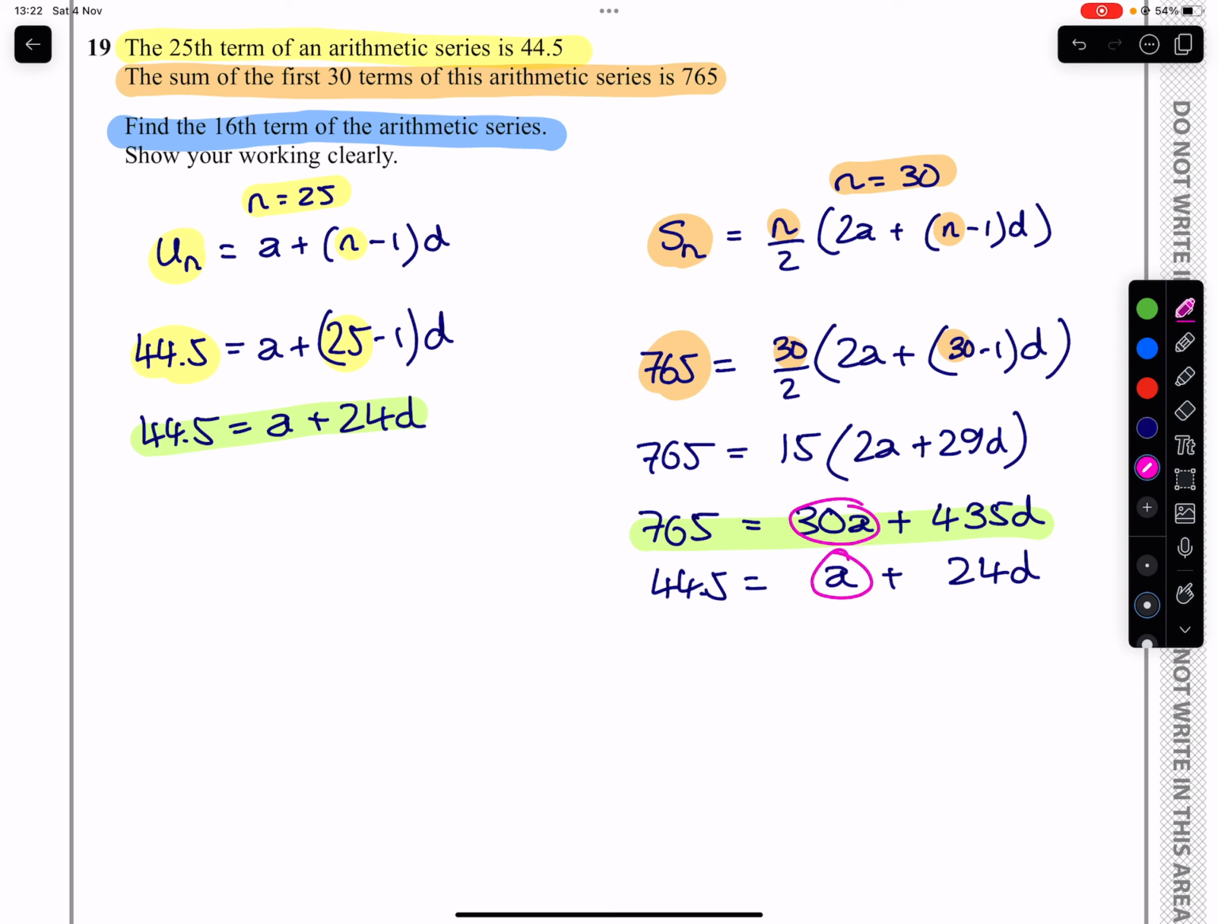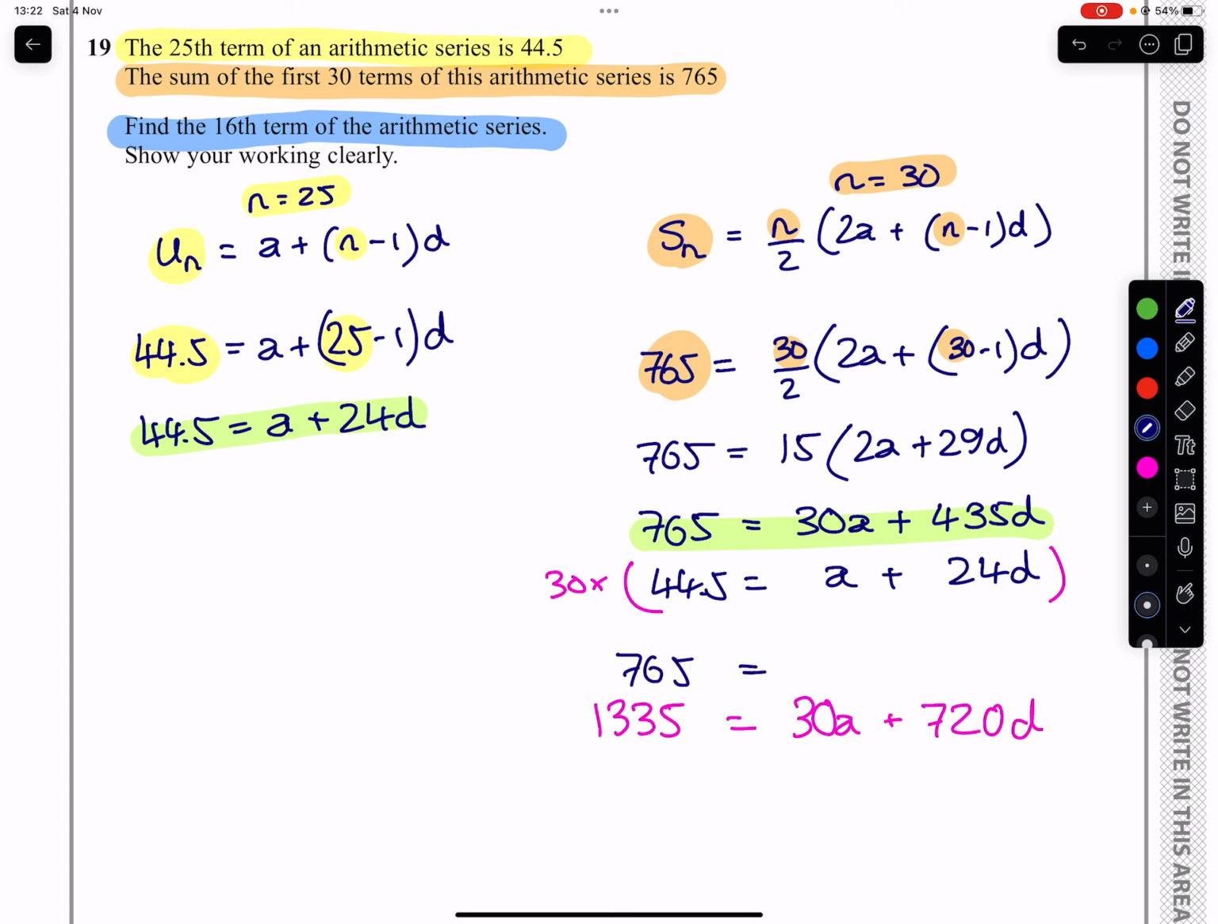30 A's here, but only one A there, meaning that I want to multiply this equation by 30 in order to get 30A. If I do 24 times 30, I'm going to end up with 720D. And if I do 44.5 times 30, I'm going to end up with 1,335. So that gives us our new equation for that. Our top equation hasn't changed.